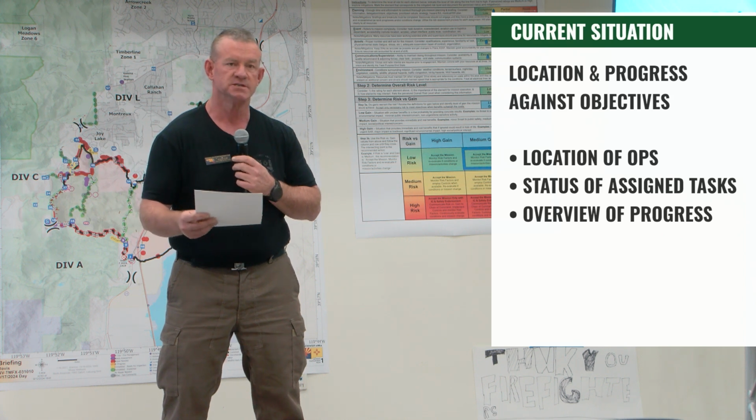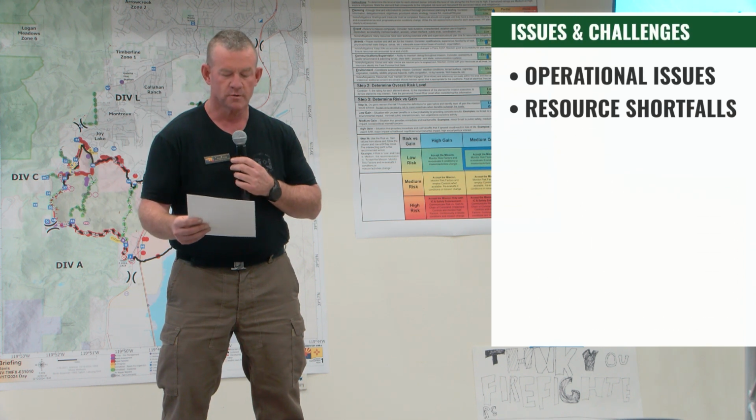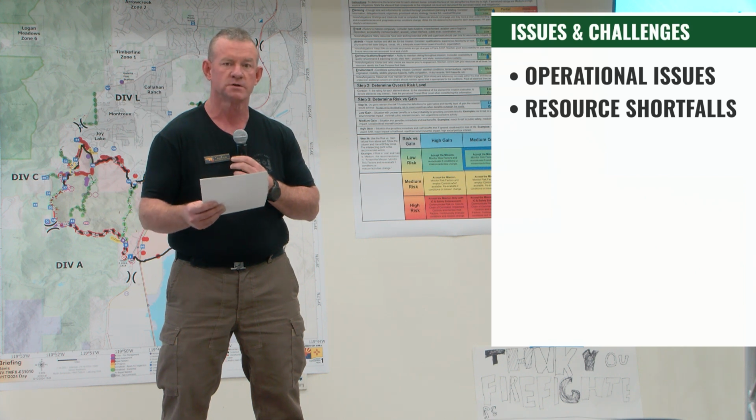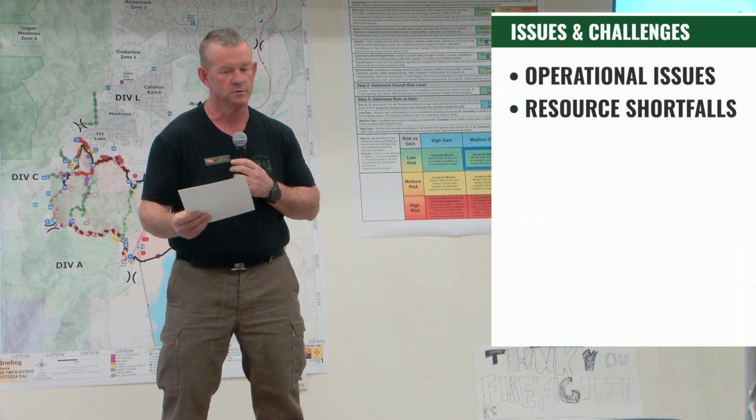The next section is issues and challenges. So operational issues, for this section, you should be identifying any significant challenges encountered that are affecting operations. And the example would be access to Division Alpha is delayed due to fallen rocks on Forest Road 222. So you have something there that's slowing you down. Maybe we can help you with it, maybe we can't.